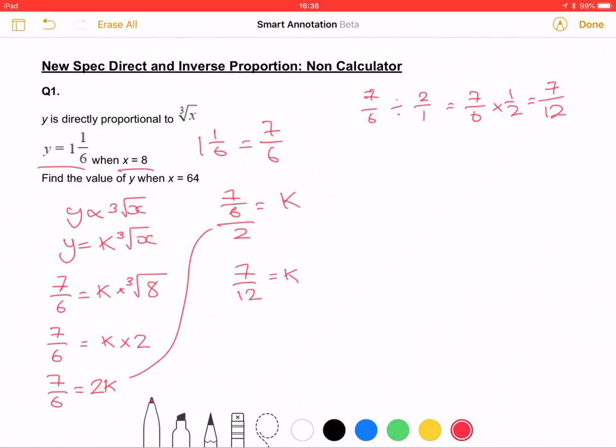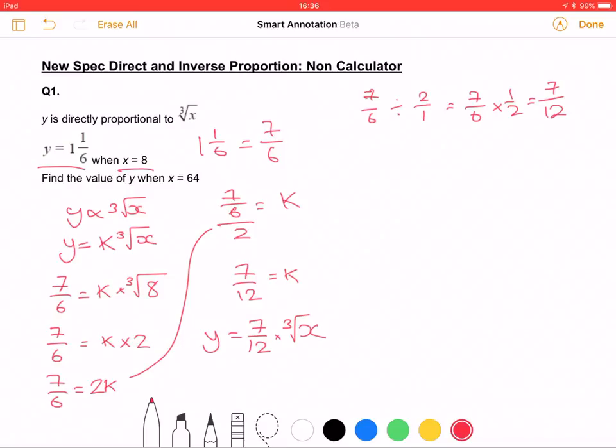Right, and you said in the last video you get a mark for substituting in k. So we can say that y is equal to k, which is 7 over 12, times the cube root of x. And we would get some marks. So far, so good? So, finishing off, let's see what we got.